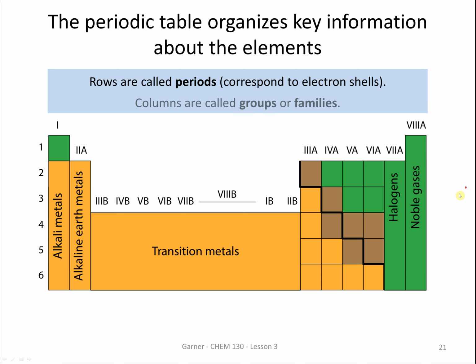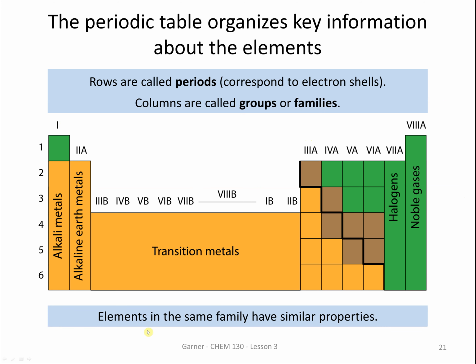The columns in the periodic table are known as either groups or families. You'll hear it described in both ways. So each vertical column represents one group of elements. And elements that are in the same family, in the same column, they tend to have similar properties. And because of this, some of these columns are given common names that you'll sometimes hear used.